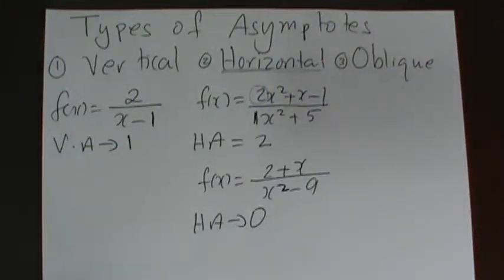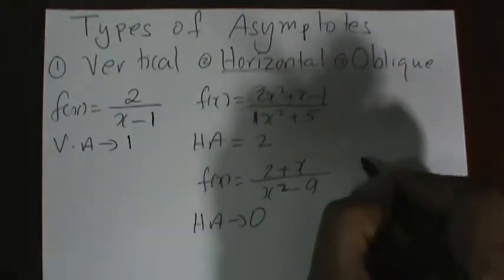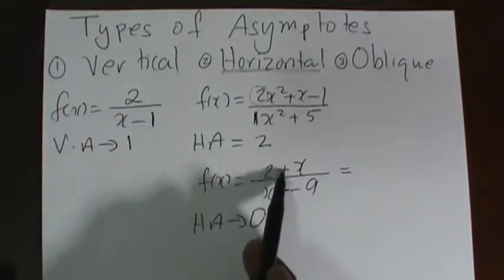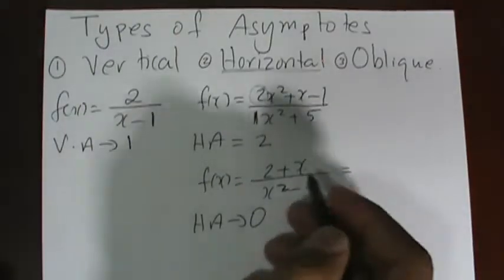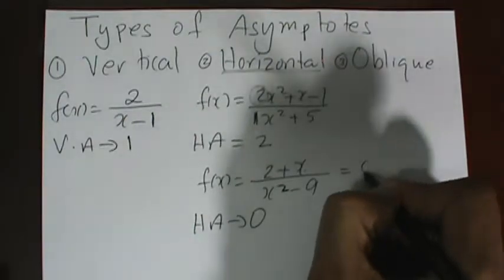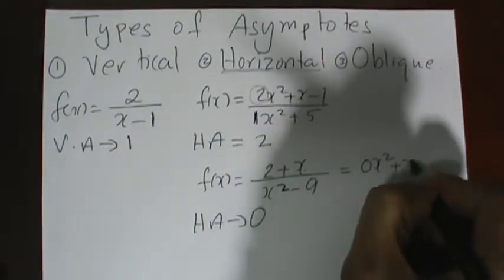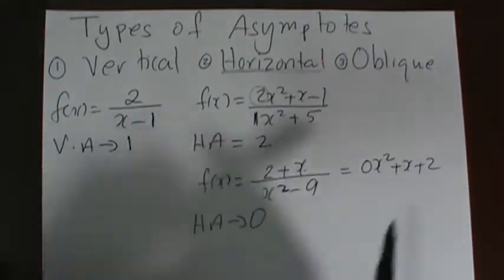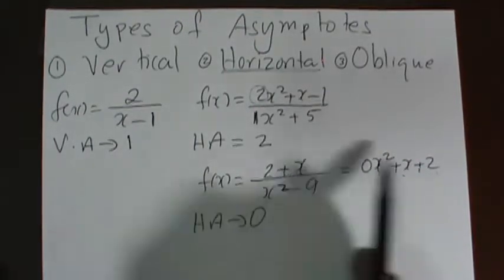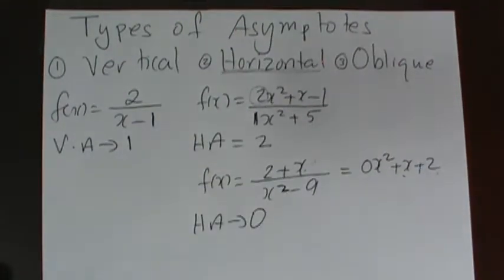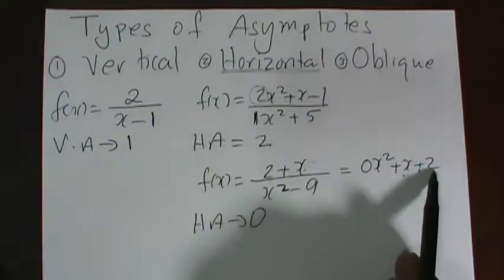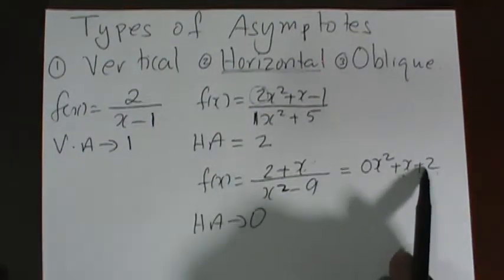You were wondering why it is 0? It's a valid question, and I love to show you why, because math works with reasoning. So remember this. Now I have 2 plus x. I'm going to rearrange this and write it as 0x squared plus x plus 2. I'm not changing anything on top, I'm just rewriting it as 0x squared plus x plus 2.